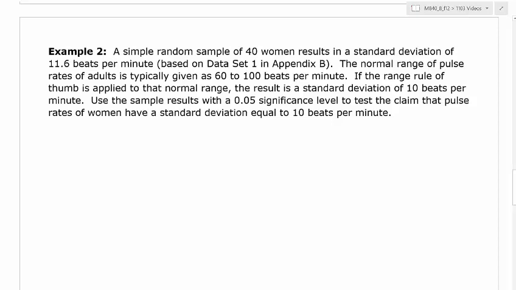Our claim and our opposite. The claim is that the standard deviation is equal to 10 beats per minute, so our opposite would be that the standard deviation is not equal to 10 beats per minute.